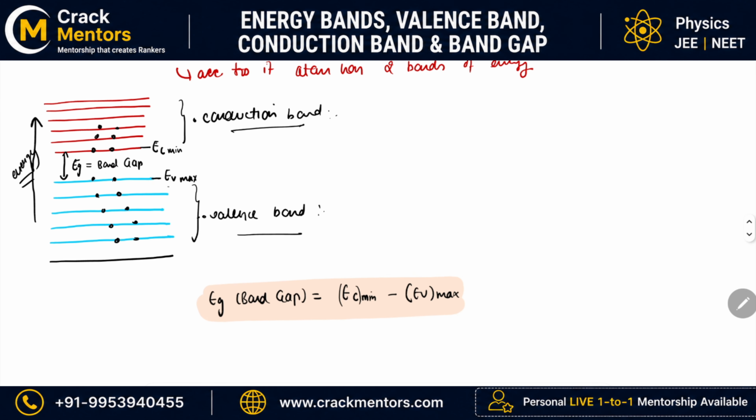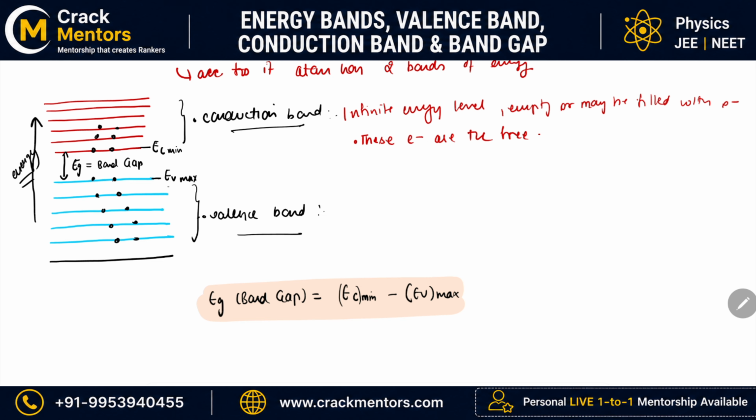Let us discuss this. Basically, conduction band and valence band are infinite energy levels. These are infinite energy levels which may be empty or may be filled with electrons. So conduction band are infinite energy levels which are either empty or may be filled with electrons. These electrons are the free electrons.